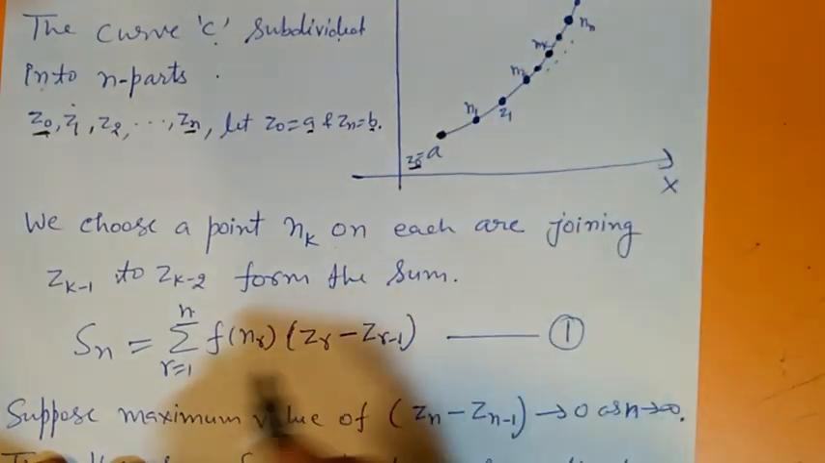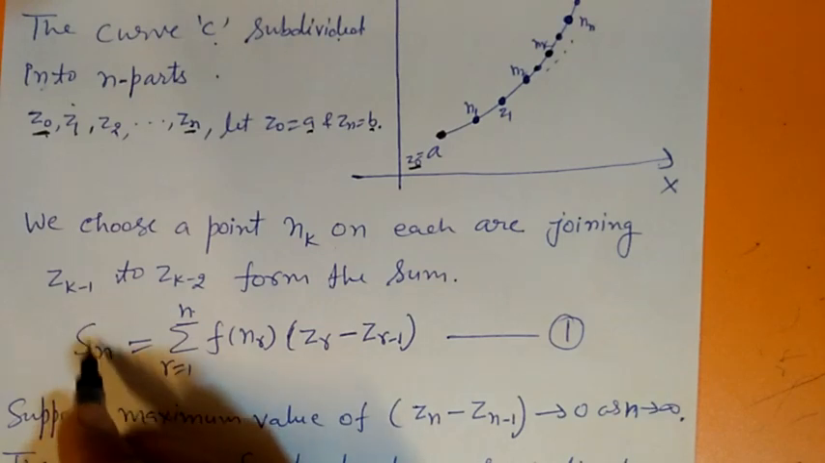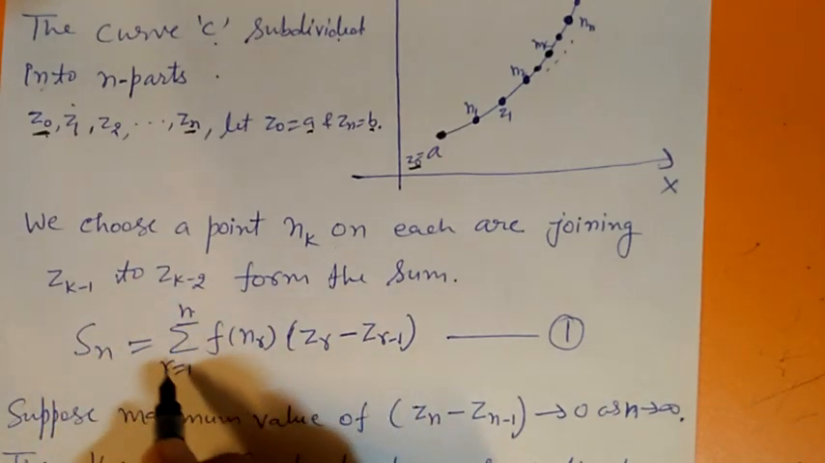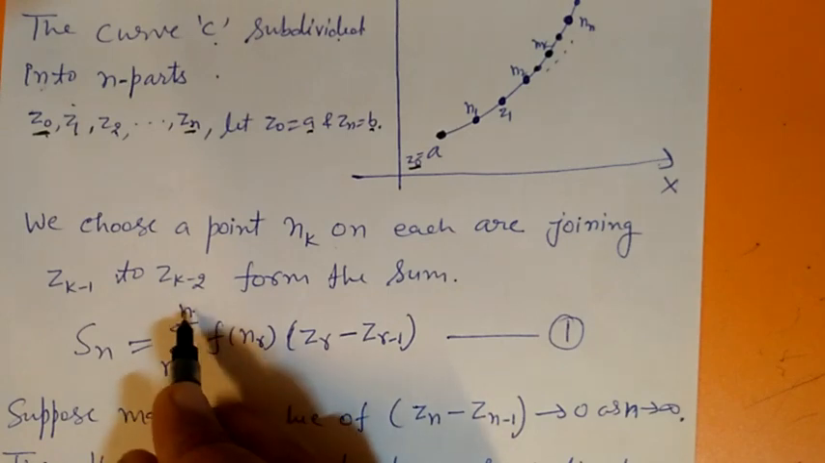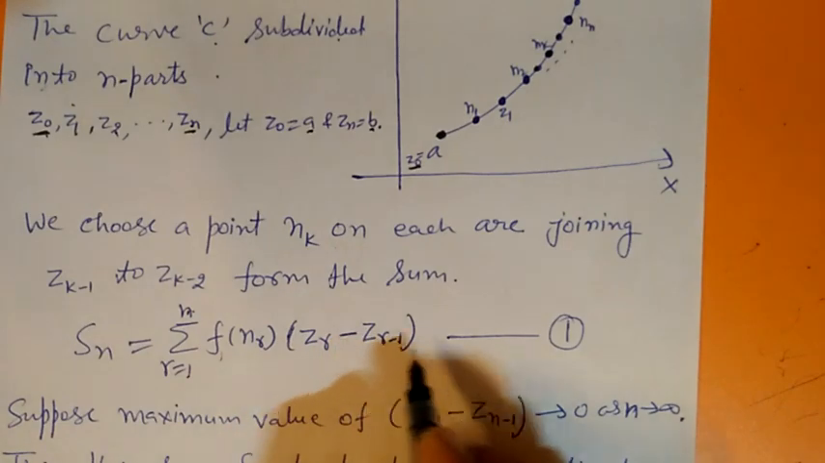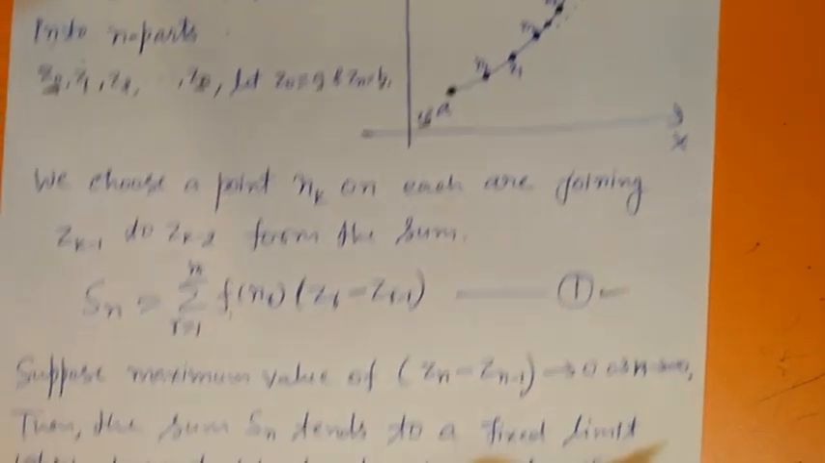So in that case the sum of the n parts, denoted by Sn, is equal to the summation from r equal to 1 to n of f(ηr) times (zr minus z(r-1)). Say this is equation 1.